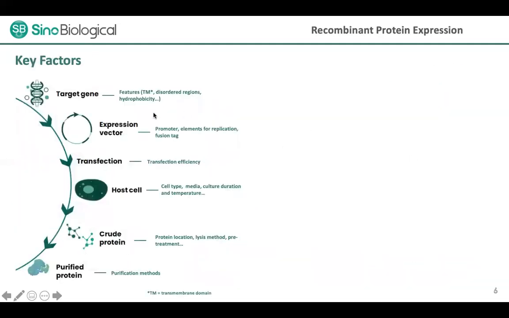The key factors that can influence the quality and quantity of the proteins are essentially every step of the whole process. If the target gene has unique features, for instance transmembrane domains, highly disordered regions, or a large section of hydrophobic domains, then the protein might be considered difficult to express, or these domains could potentially affect the stability of the protein. Also, the elements in the vectors and the fusion tags will sometimes dictate the expression level as well as the stability of the protein.